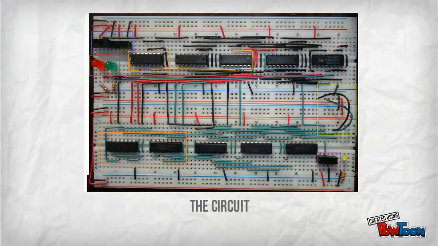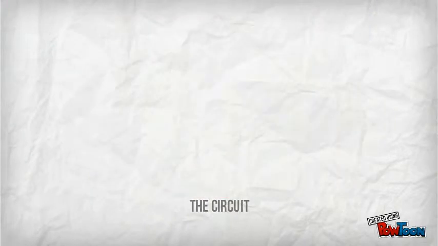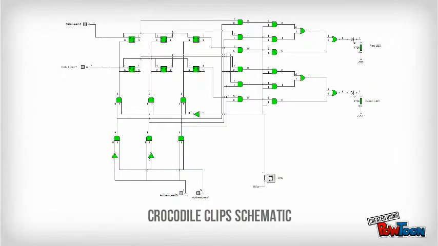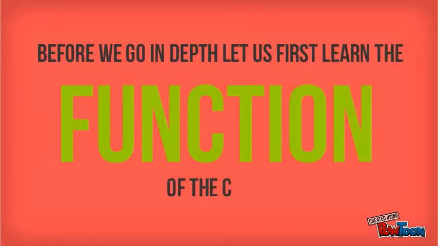First, let's observe and see how the circuit looks on the breadboard. I will be going through the individual sections of the circuit throughout the video. Let us also look at the schematic of the circuit via crocodile clips. Before we go into detail, let me tell you what the function of the circuit is.